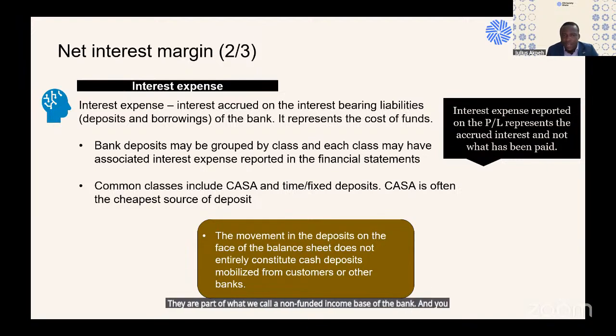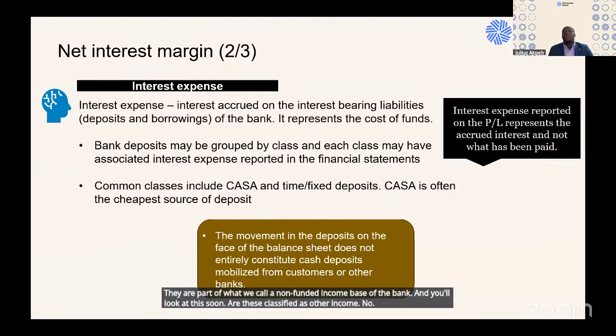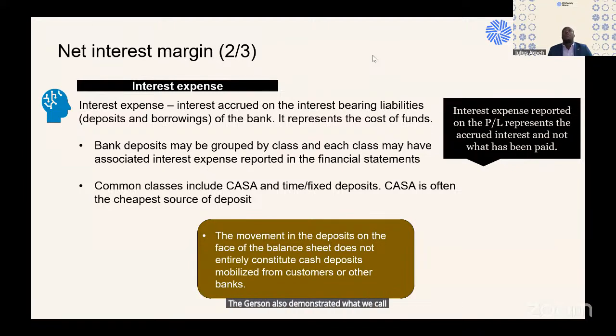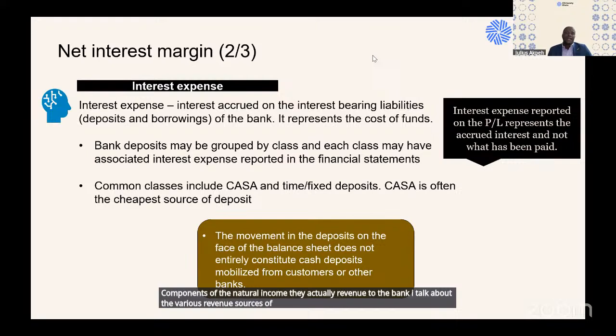Are these classified as other income? No, they are not classified as other income. In fact, the gains and losses on FX trading, which we call the net trading income, are actually revenue to the bank. I talked about the various revenue sources of a bank. I think I said interest income is one. We have net trading income, and the last one is fee and commission income, right?